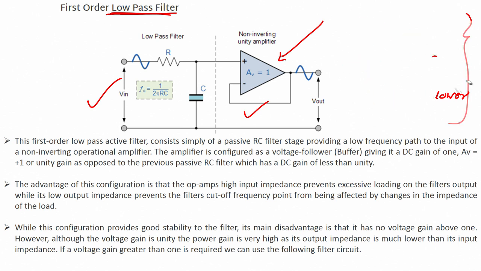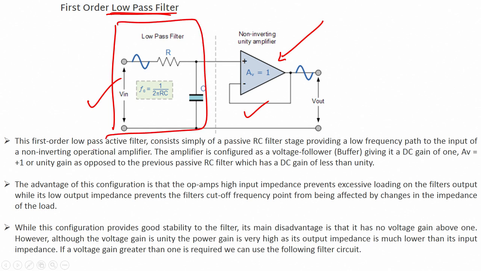So, now if I connect a unity gain amplifier with a low pass filter, which is my RC filter, it becomes my active filter. The first order low pass active filter consists simply of an RC filter stage providing a low frequency part to the input of a non-inverting operational amplifier. Is it inverting or non-inverting? It is non-inverting because the signal is applied to the non-inverting terminal of the operational amplifier.